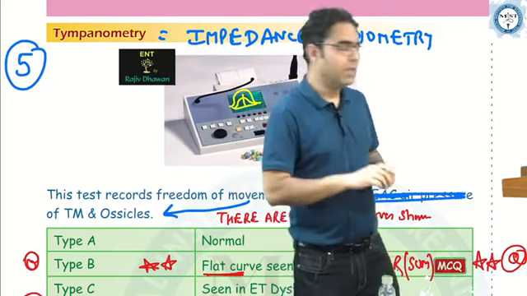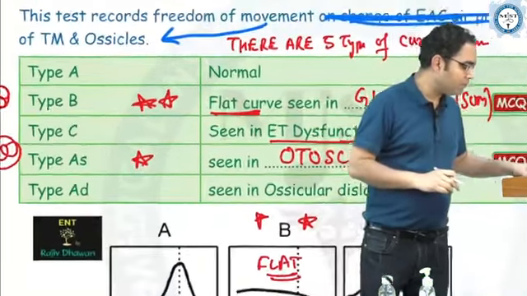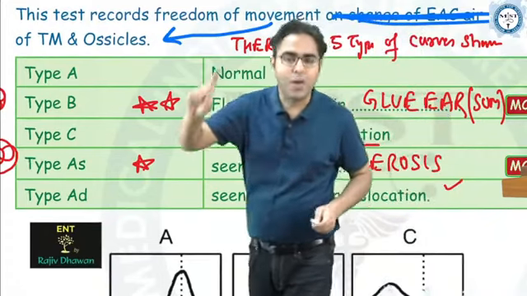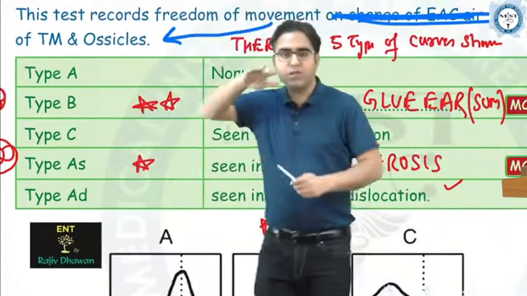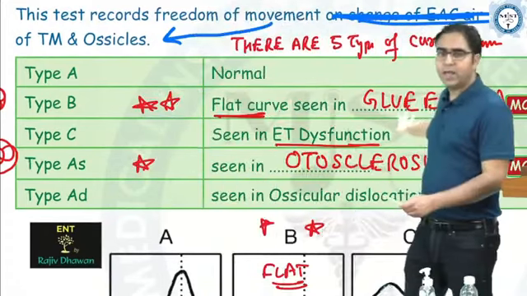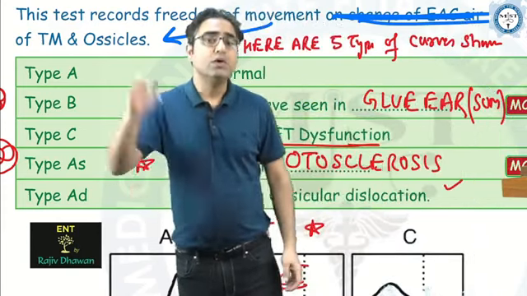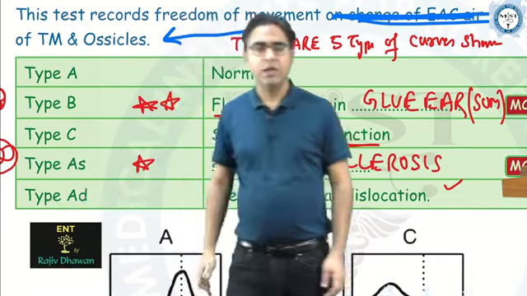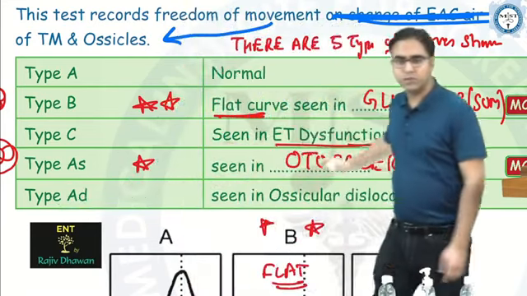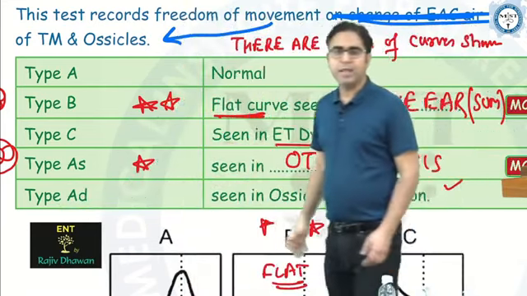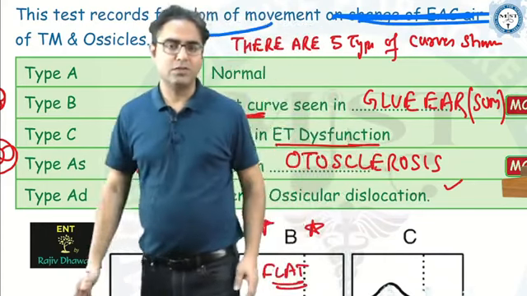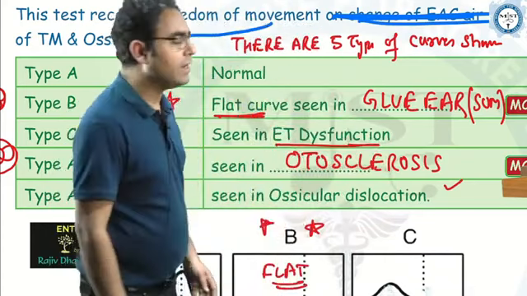Let us revise, beta. Type A curve is seen in normal people. Type B curve, or the flat curve, is seen in glue ear, also called serous otitis media. Type C curve is seen in eustachian tube dysfunction. AS curve is seen in otosclerosis. S1 is sclerosis. AD curve is seen in ossicular dislocation, beta.